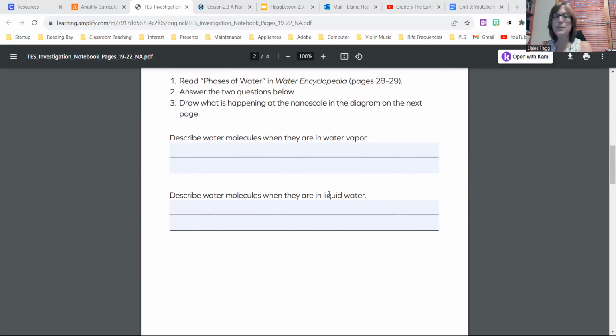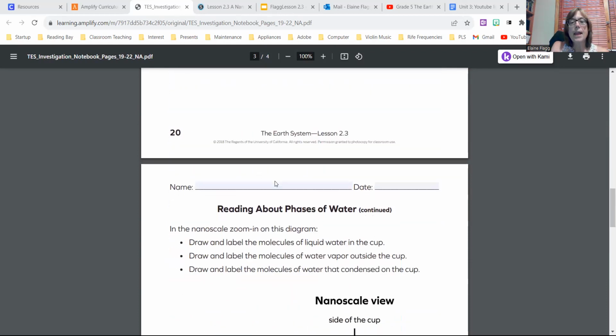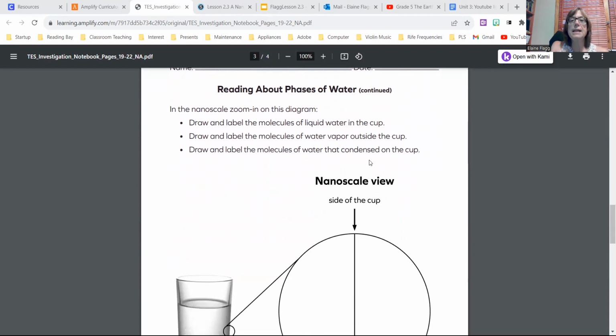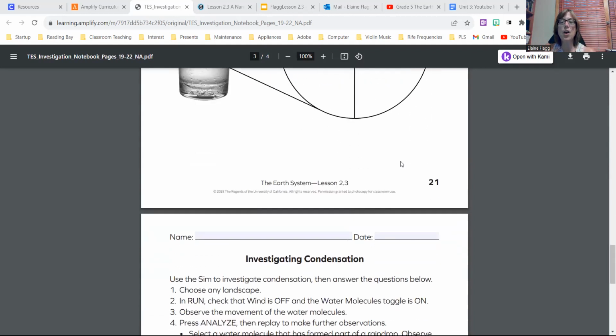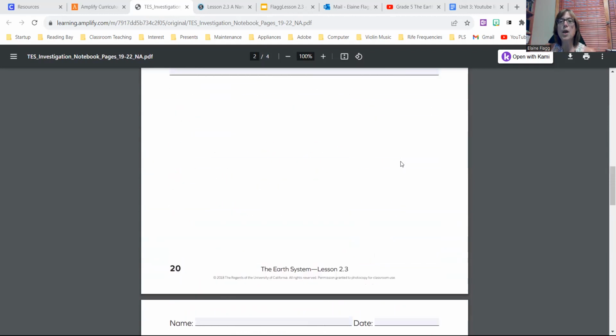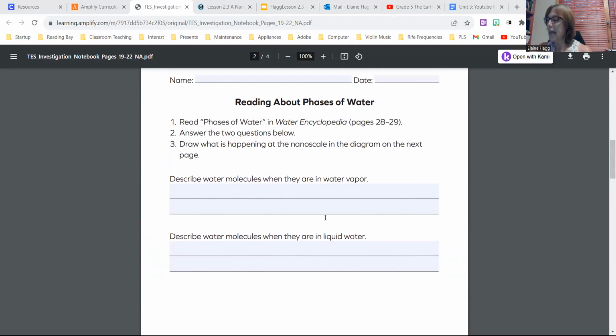And then it says, in the nanoscale zoom in, you will draw and label the molecules of liquid water in the cup, draw and label the molecules of water vapor outside the cup, and draw and label the molecules of water condensed on the cup. So I think they just want you to answer the two questions first, and then you can do the next one.